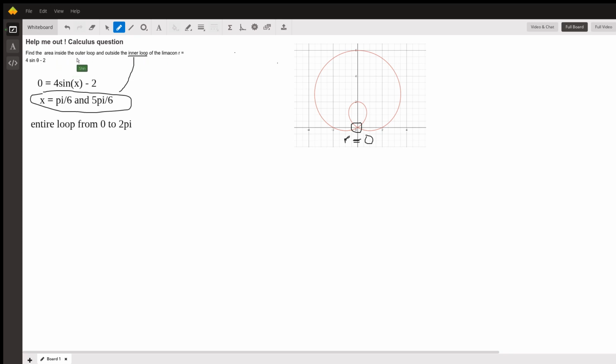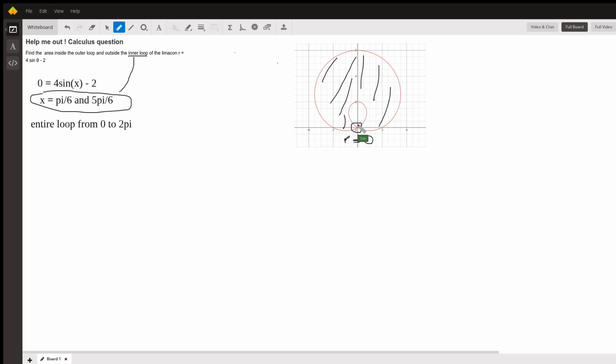All right. So in order to find the area inside the outer loop, the area would be right there. Okay, but not this part. And then the area outside the inner loop is outside of this boundary, so it'll be here. So this part does not count.